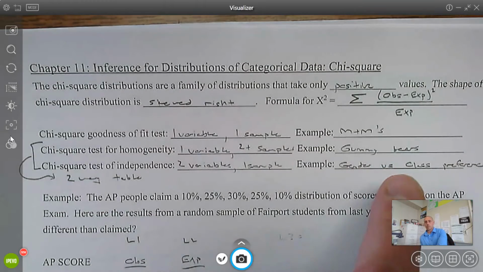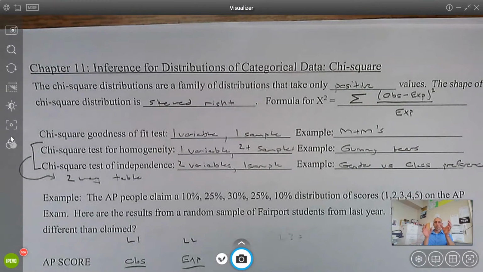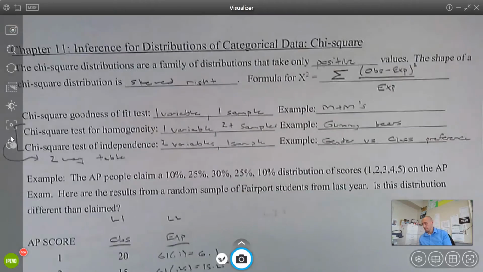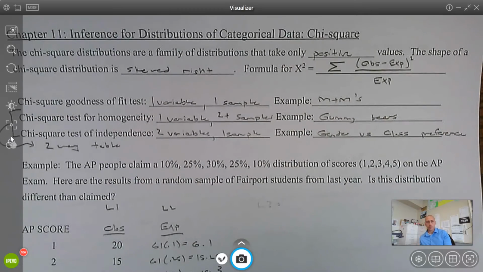The chi-square test of homogeneity is one variable, two or more samples, or it could be an experiment. This is when we did the gummy bear question to see if there was a difference in the color distribution for the two brands. And a chi-square test of independence is two variables, but one sample. So is there an association between, say, eye color and hair color? All right. So here's a specific example.